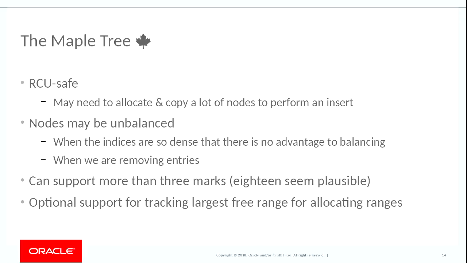Now, in contrast to the B-tree literature, which tells you that you should keep your nodes balanced at all times, we say no. We do not feel the need to balance our nodes at all times, under two circumstances. One is that when the indices are so dense, there's no advantage to balancing. So take the example of filling up from zero. You allocate your first 15 in a dense node, and then you allocate number 16 into a new dense node, and you have a node above it, which says 0 to 15 over here, and number 16 down there. That's an unbalanced tree. Right, a balanced tree would have, you know, 0 to 8 over here and 9 to 16 down there.